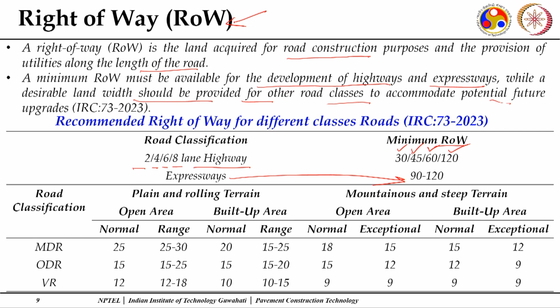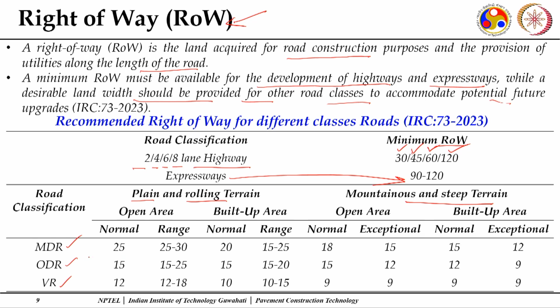Again, for other categories, as we discussed in the previous lecture about the other classes of roads, major district roads, ODR (other district roads) and village roads, there also, for different terrains like plain and rolling terrains, it is easy to acquire more land or to get more land ready for road construction purposes, compared to what you have in mountainous and steep terrain.